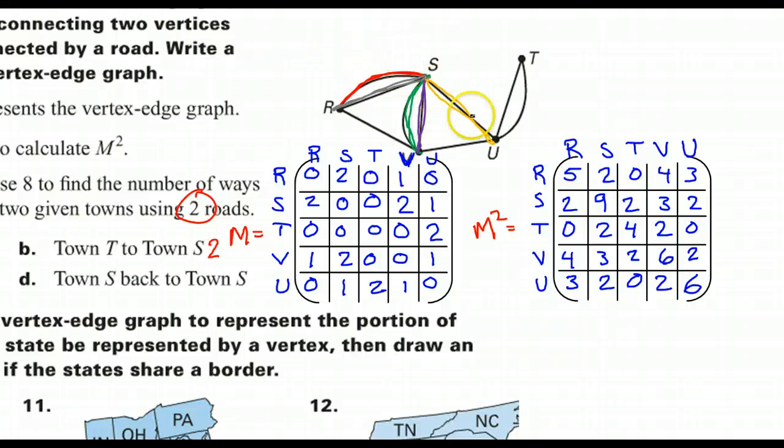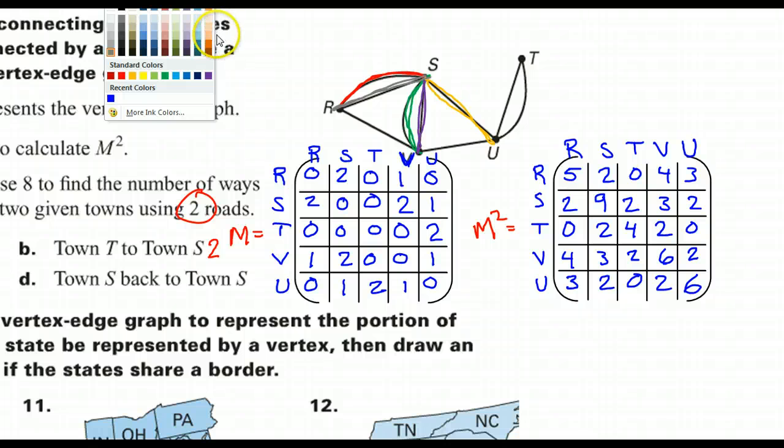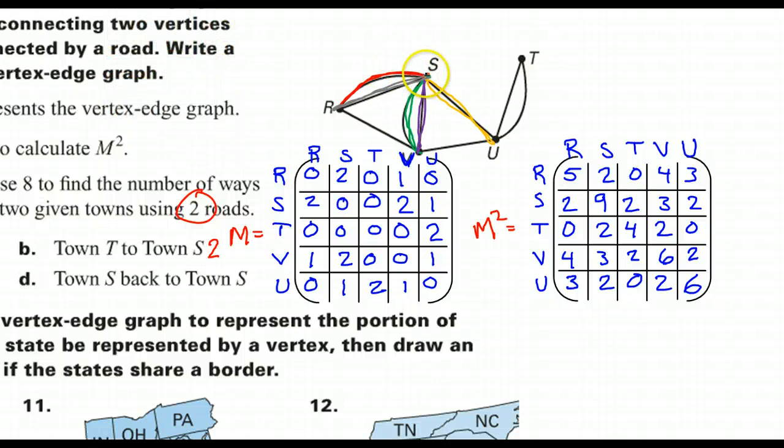Oh, okay. I could do these as loops. Okay, so here's another way. I could go from S to R this way, and then back to S like that. So that would be another way. Or I could go from S to V this way, and then back like that. Okay, so those are some of the ways to go from S and then back to S using two paths.